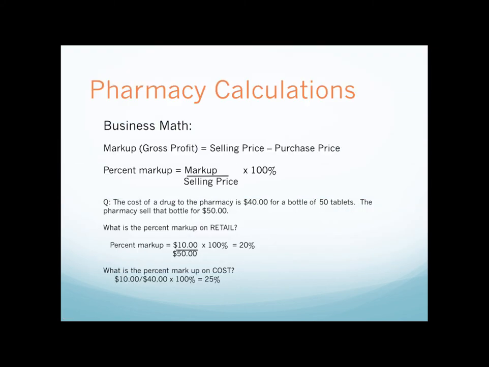Another question in pharmacy might be, how much money are we making? So percent markup is the markup divided by the selling price times 100. A question might be, the cost of a drug to the pharmacy is $40 for a bottle of 50 tablets. The pharmacy sells that bottle for $50. What is the percent markup on retail? The markup was $10, since I bought it for 40 and I'm selling it for 50. Divided by the selling price times 100 is 20%.